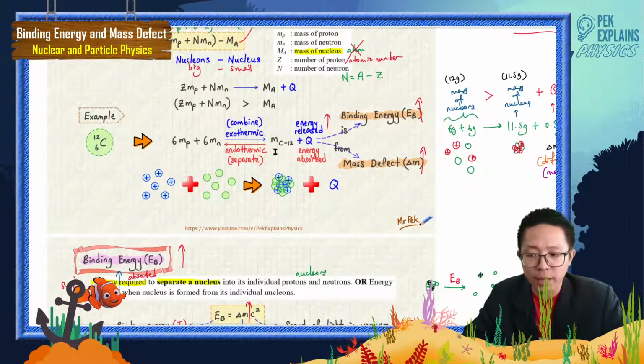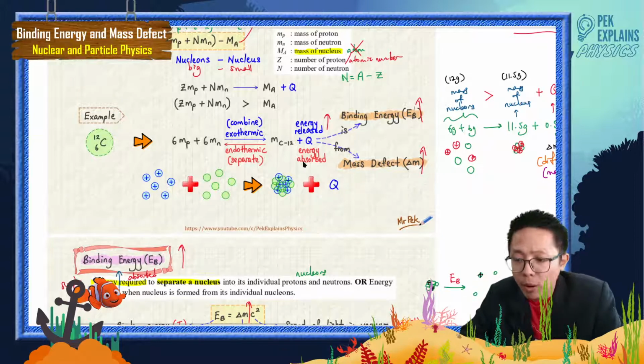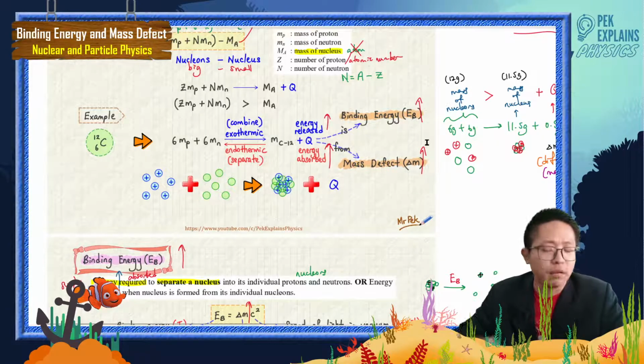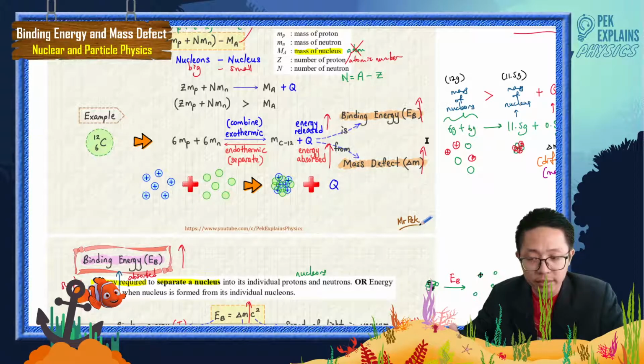Next time you want to separate this nucleus back into proton and neutron, it will be harder, because you need to supply more energy to be absorbed. If initially when it combined there was a lot of mass defect, a lot of missing mass, and a lot of energy released, that means it has very high binding energy. So next time you need to supply a lot of energy to be absorbed by the nucleus, to separate the nucleus back into proton and neutron.